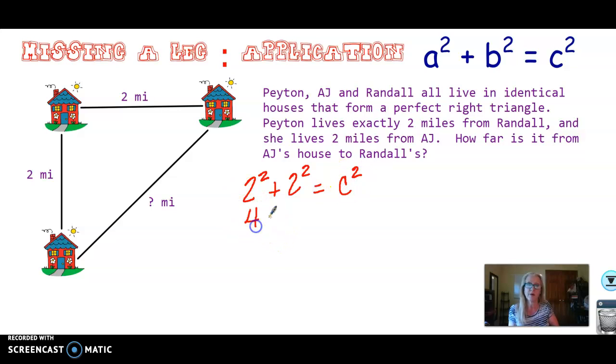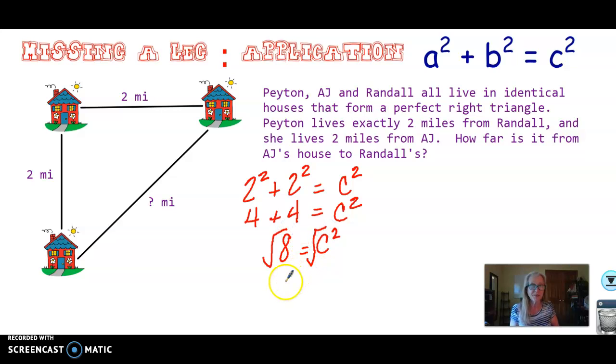Well, 2 squared is 4. So, 4 plus 4 is 8. And don't forget the last step that everybody forgets. Take the square root of both sides. Well, the square root of 8 is not pretty. 2.8284, and it just keeps going.